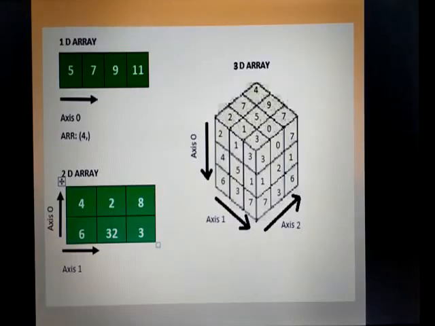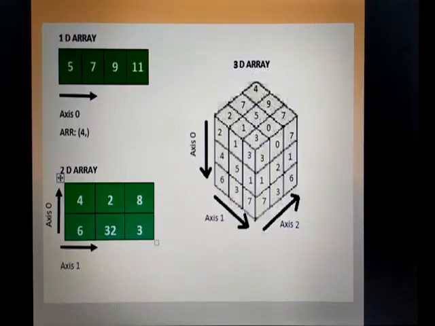Now, the second parameter is rank. The number of axes in a NumPy array is called its rank. That means the rank of an array is simply the number of axes or dimensions it has. Just consider the example given below. In a one-dimensional array, there is only one row. So it has rank 1.